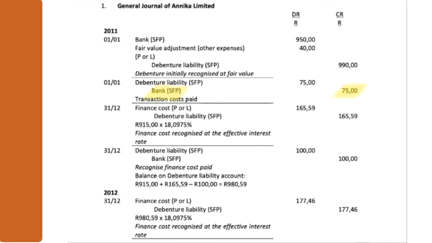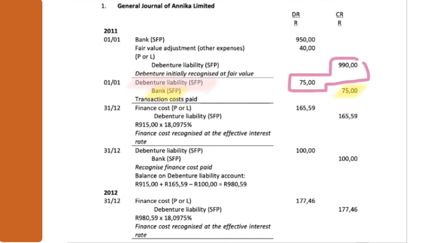So the credit entry is fixed. You pay transaction costs, credit bank. The debit entry is the one we always wonder about. And the rules say you take it to the financial instrument, in this case, a financial liability. Now, because it is a financial liability, a liability that gets debited actually reduces the liability balance. So the balance left in your liability is credit of 990 minus a debit of 75.